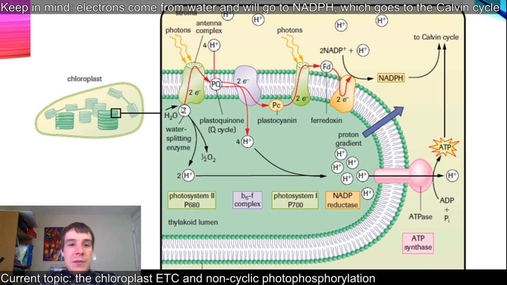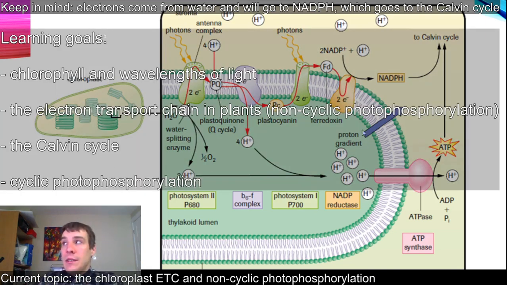The photo part refers to the electrons gaining energy from light. The phosphorylation part happens down here with ATP synthase, same molecule as the mitochondrial ATP synthase. That is acyclic or non-cyclic photophosphorylation.